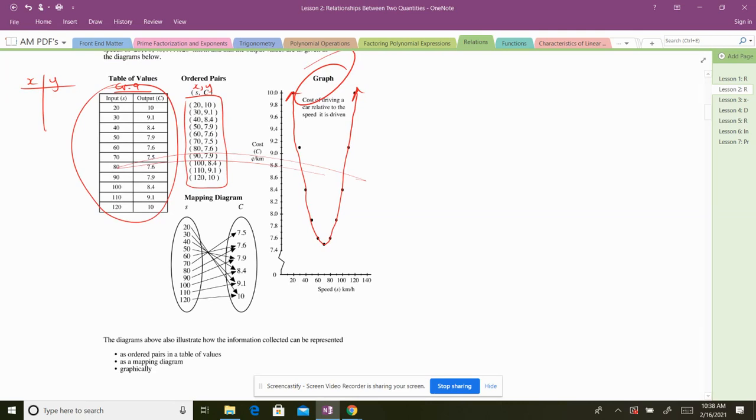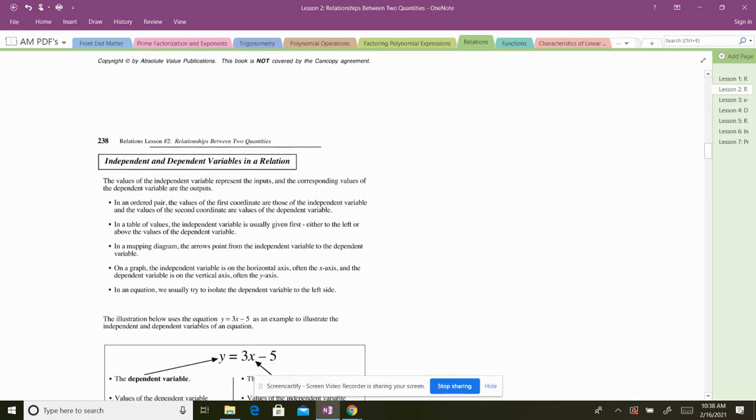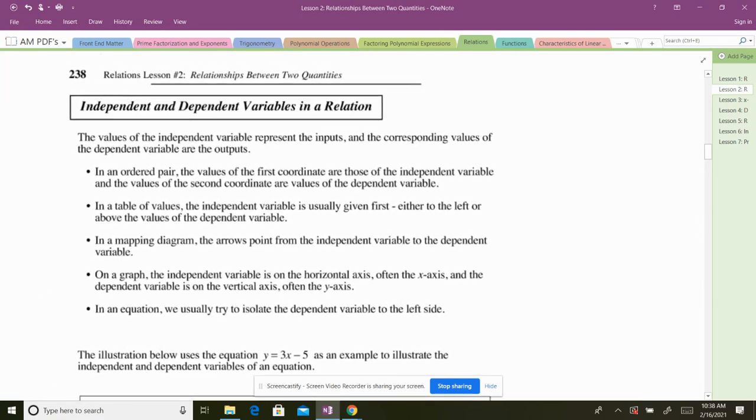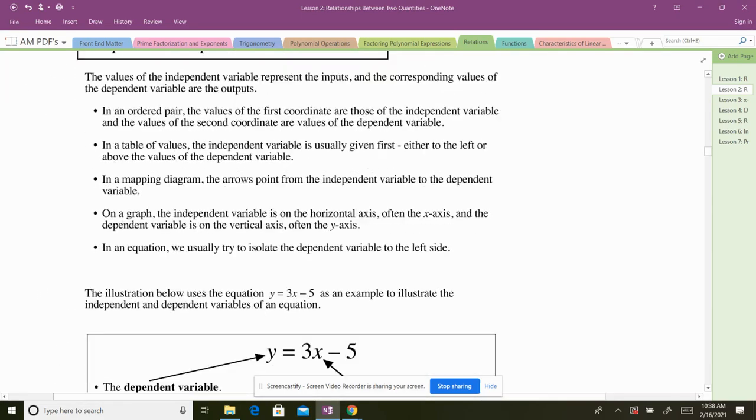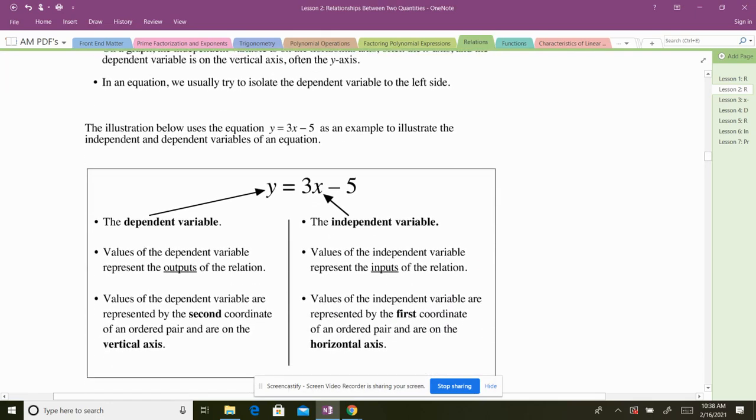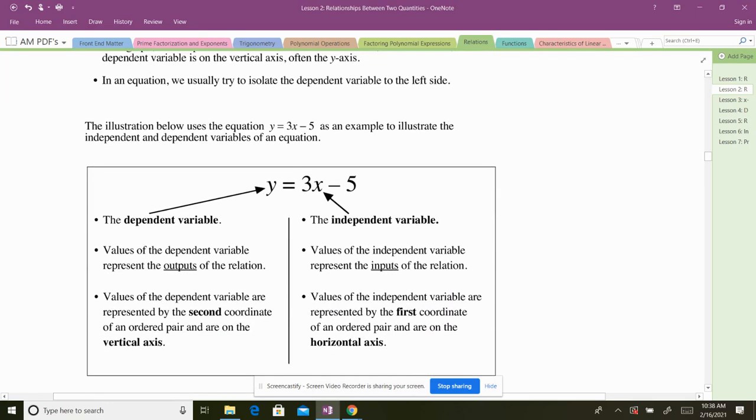So I need you to flip the page to 238, please. There we go. Independent and dependent variables. If this is our equation, y is equal to 3x minus 5, the independent variable is the x. The dependent variable is the y, because when you put an x in, it spits out a y value. The y is dependent on the x, whatever x is.